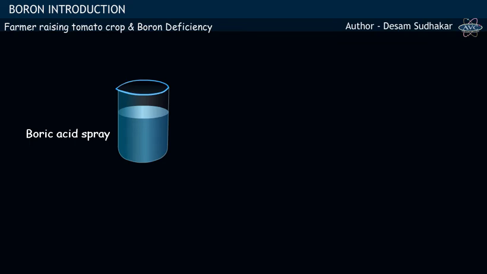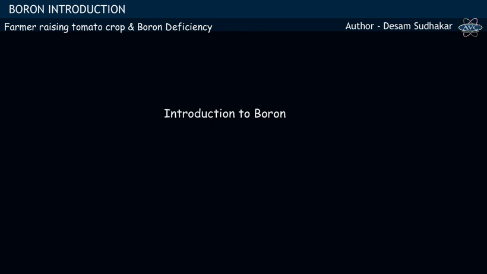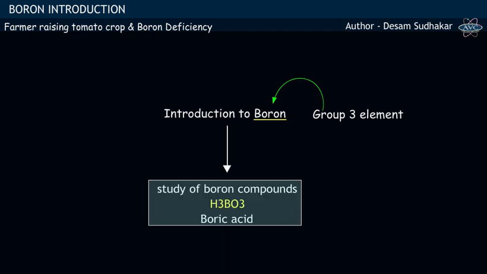Actually, this boric acid spray contains a compound called boric acid with the structure shown. From this structure, we may notice that boric acid contains a chief element called boron. This story allows us to introduce element called boron, a group 3 element, and study about its compounds.